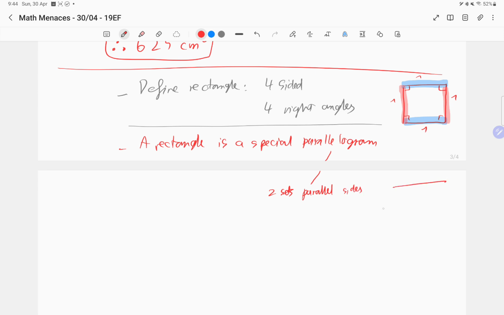Normally you would see a shape like this, because these two sides are parallel, and these two are also parallel. Now, when you look at a rectangle, this is your normal rectangle. These two sides are parallel because they're perpendicular to the other side, and these two sides are also parallel. So a rectangle is also a parallelogram.